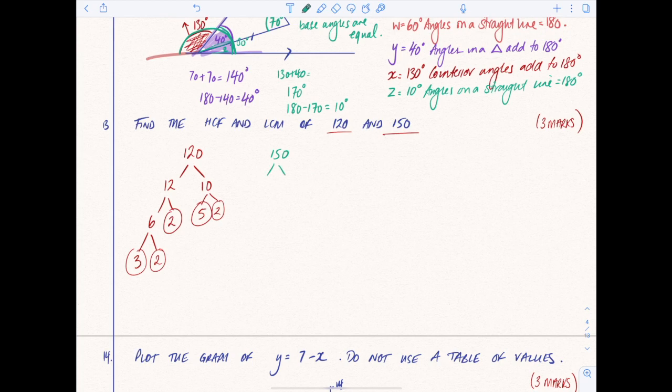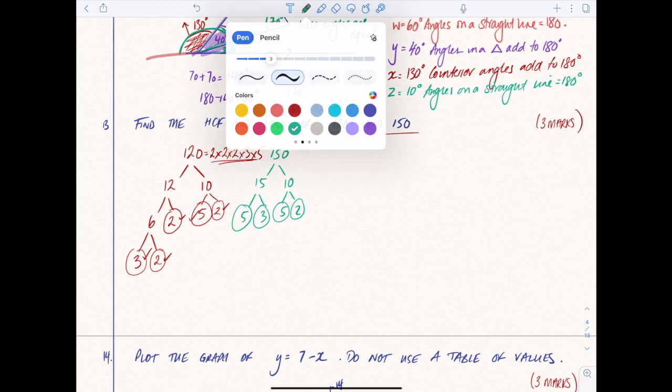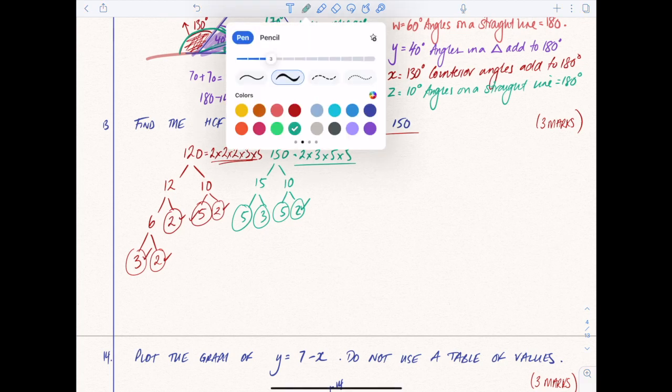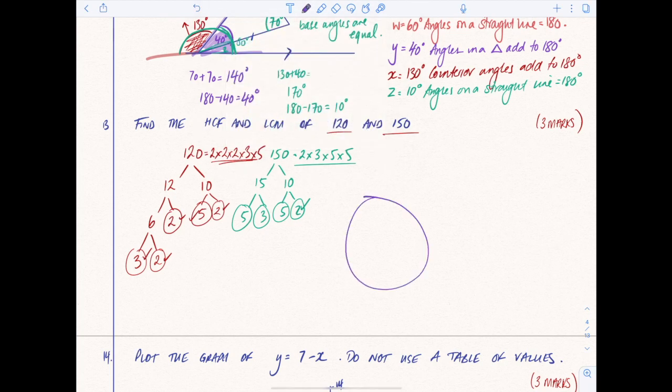So 150, 15 and 10, 5 and 2, 5 and 3. They are all primes. The next thing I would do is I'd write them out in a list. So 2 times 2 times 2 times 3 times 5. So that's my 120. I'll do the same for 150. 2 times 3 times 5 times 5. Now, you might have seen this before, you might not. The way I like to answer these questions is by drawing a Venn diagram.